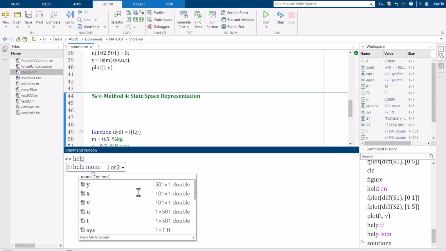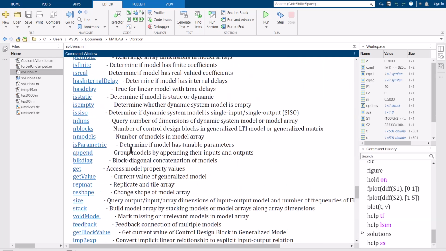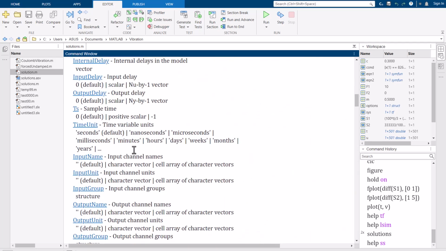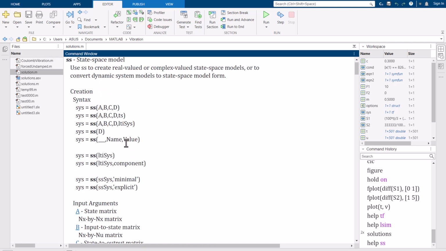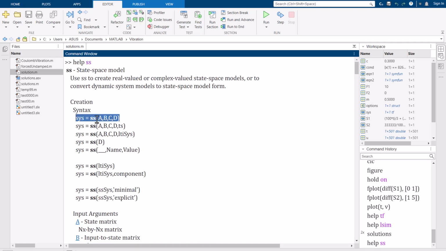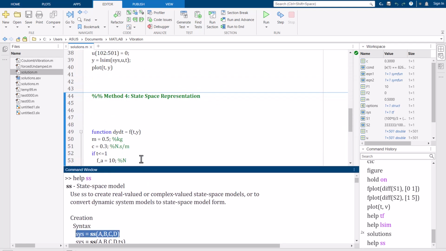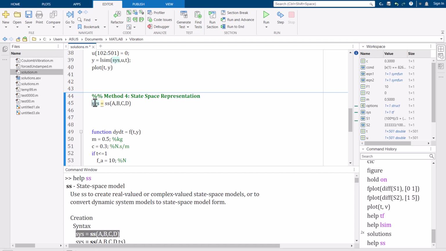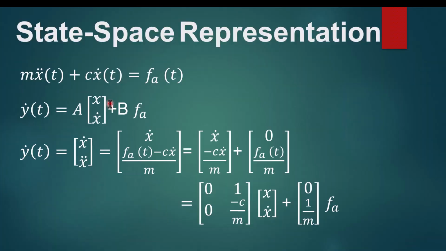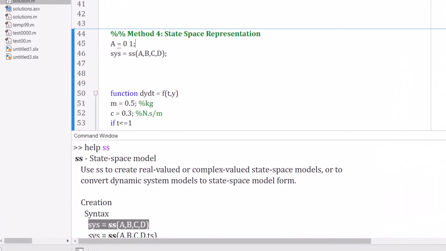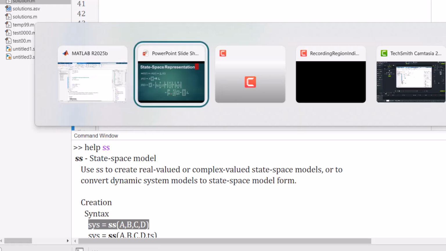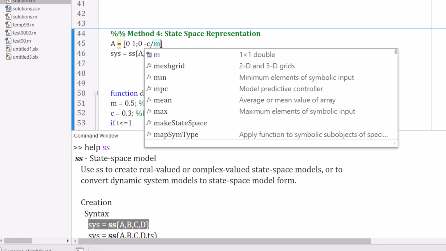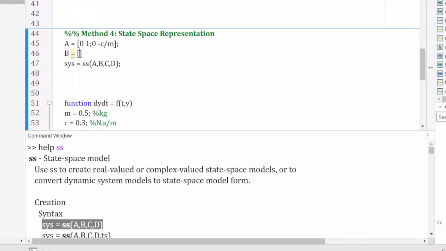So if I type help ss, you can see to define a state space variable, it asks for such syntax. It asks for A, B, C, and D. So I copy and paste it here. I terminate it, and what was A? It is this matrix, 0, 1, then 0, negative c over m. This is A. How about B? It was 0 and 1 over m.